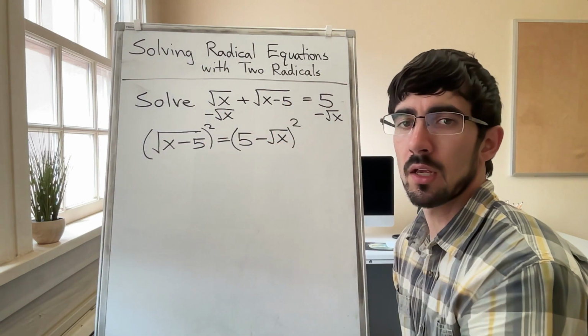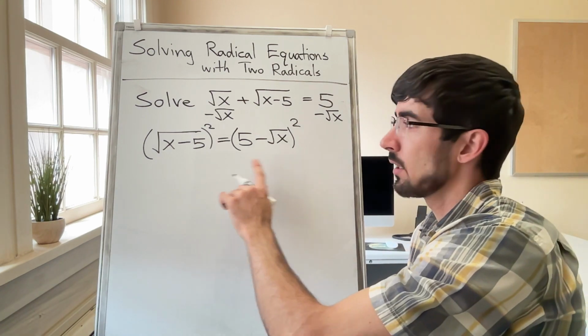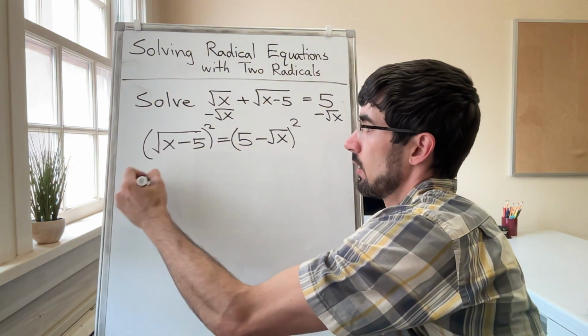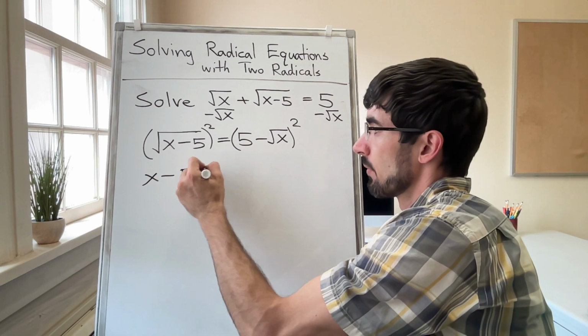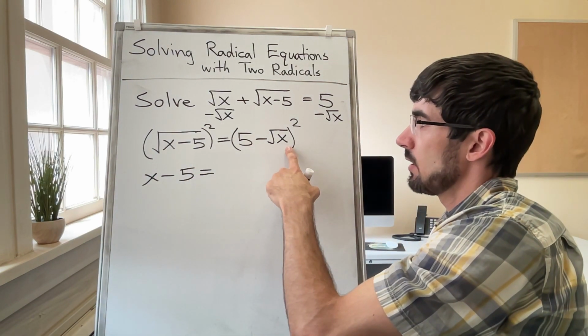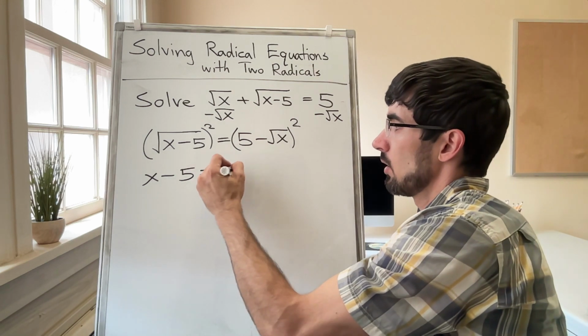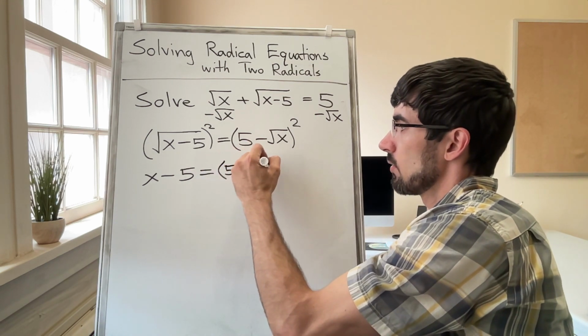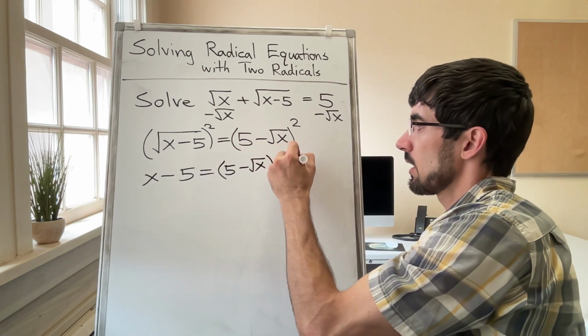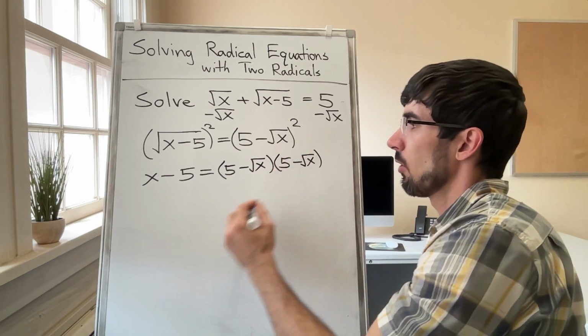But we want to be really careful here with the right side. The left side is just equivalent to x minus 5. But the right side is a binomial, and remember, we can't just square both terms in a binomial and get the final result. We actually have to multiply this out. So we multiply it out.